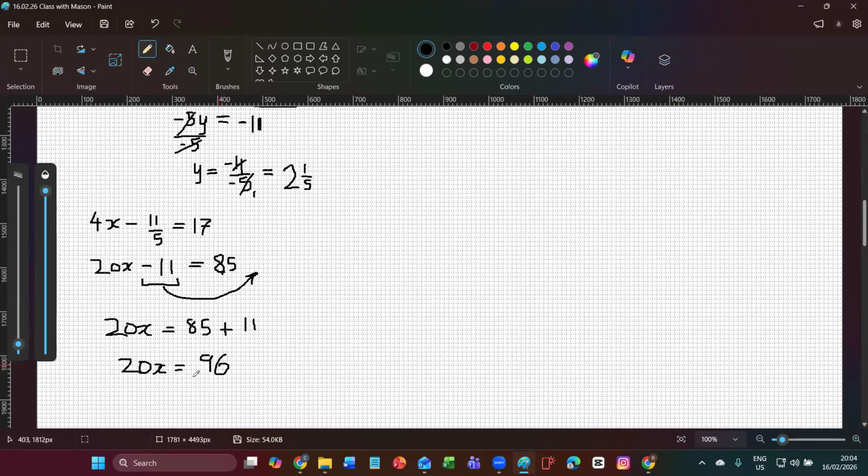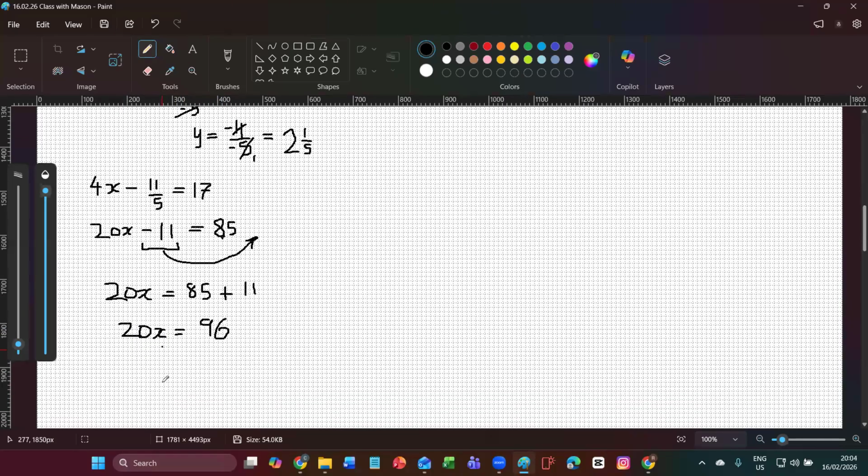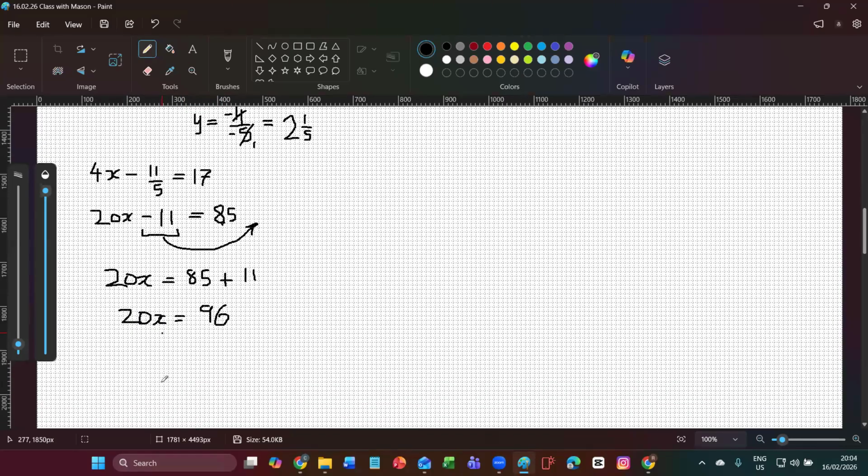What would I be dividing both sides by? Will it be 25? Let me try. Wait, is it a multiple of both 96 and 20? 20, yes, it's fine. We'll divide by 20.